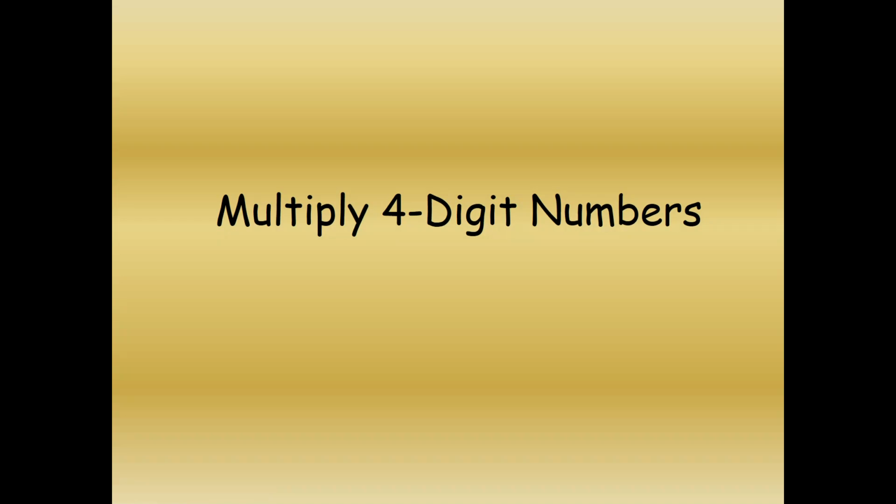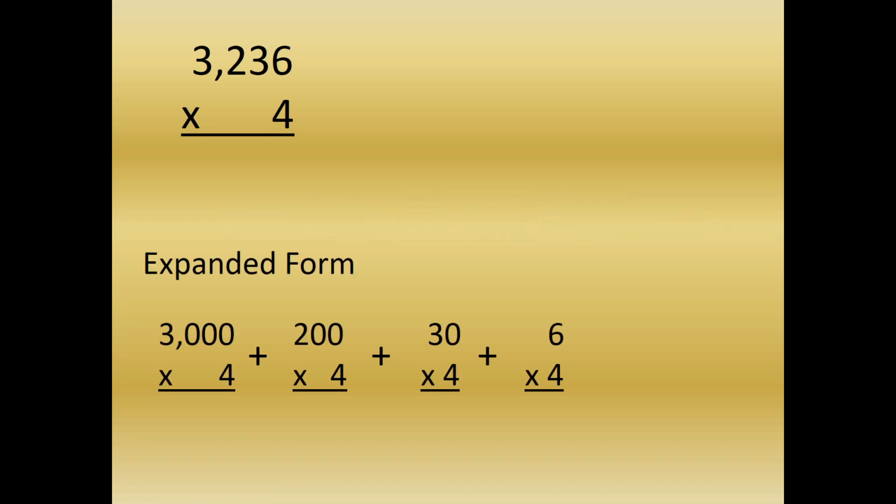So it's very similar to what we did yesterday and the day before, so I'm sure you guys will have little issues with this. So we're going to start with the expanded form. So we have 3,236 times 4. So we're going to put it into the expanded form. So we have 3,000 times 4 plus 200 times 4 plus 30 times 4 plus 6 times 4. So then we have to solve these questions.